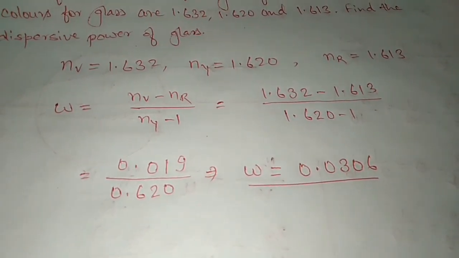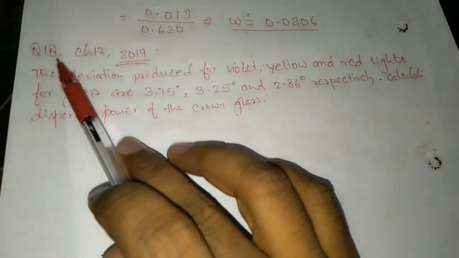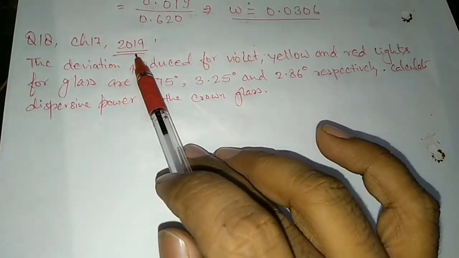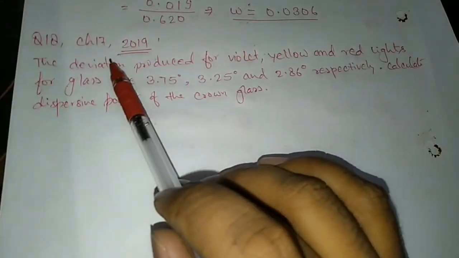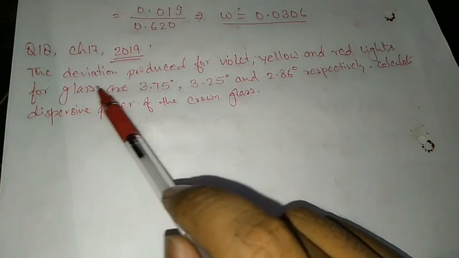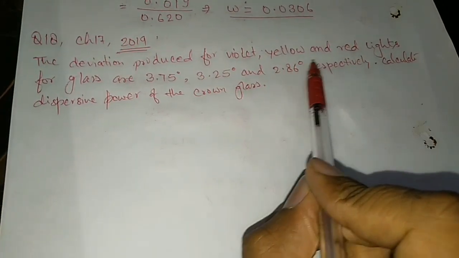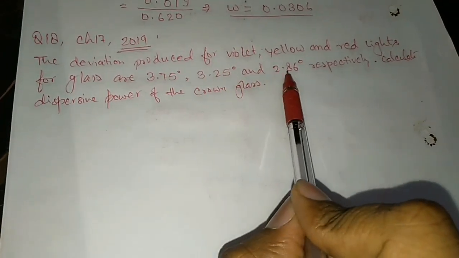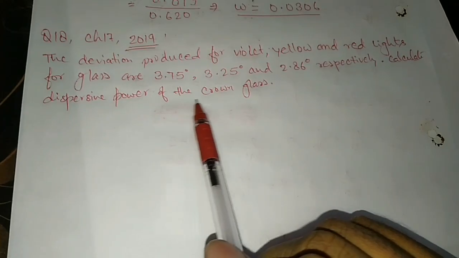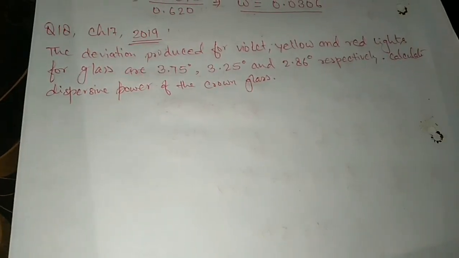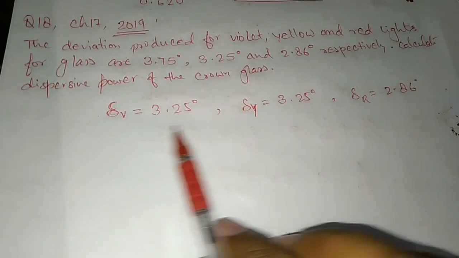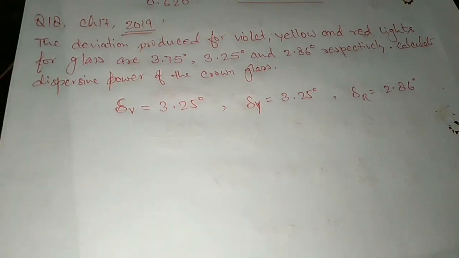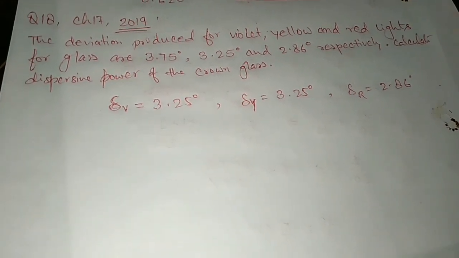ISC board exam. Another question, question 18, chapter 17, set in 2019. The deviations produced for violet, yellow and red lights are given as delta v, delta y and delta r respectively. Calculate the dispersive power of the crown. Let's write the given first. These are the deviations. Let's write the equation to calculate dispersive power.